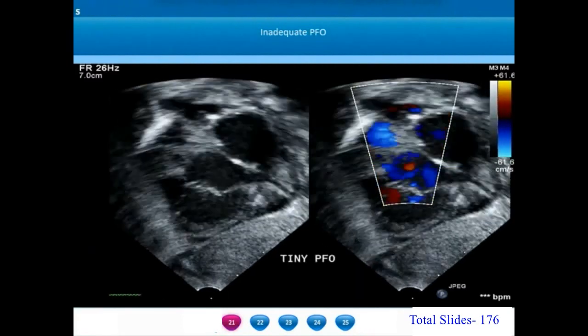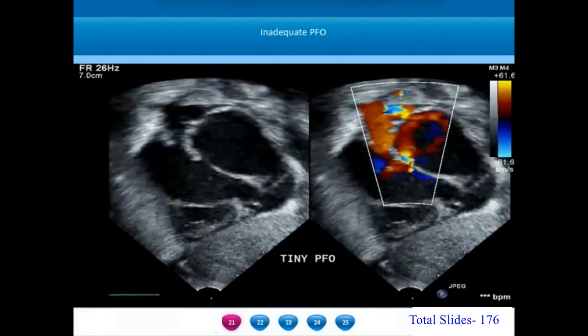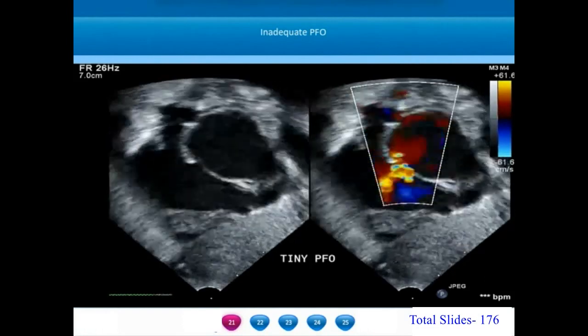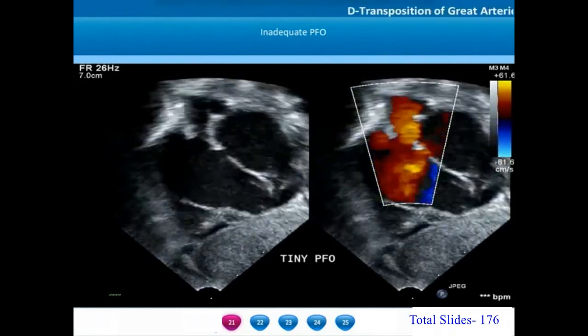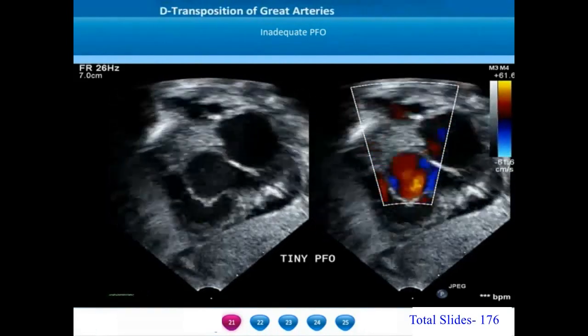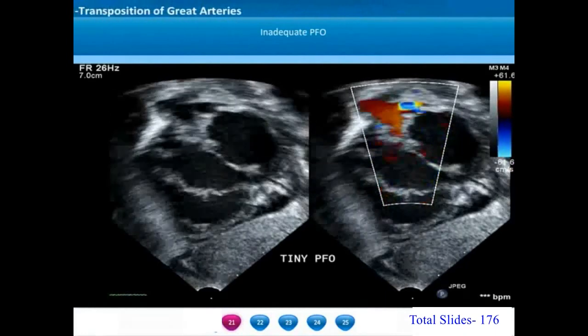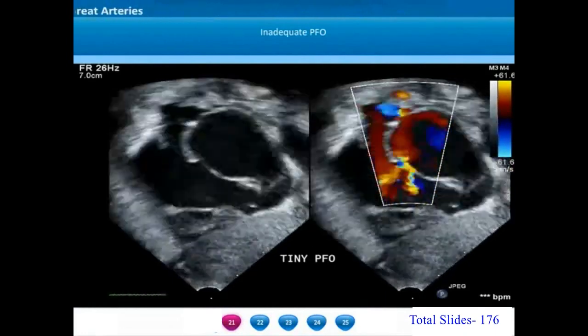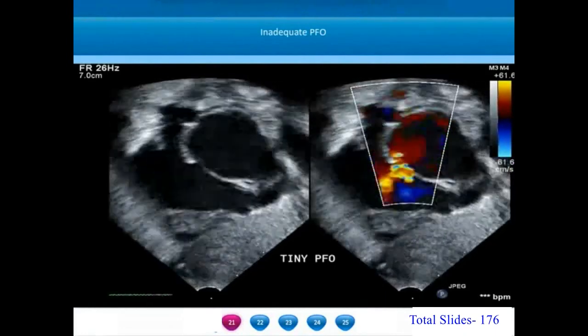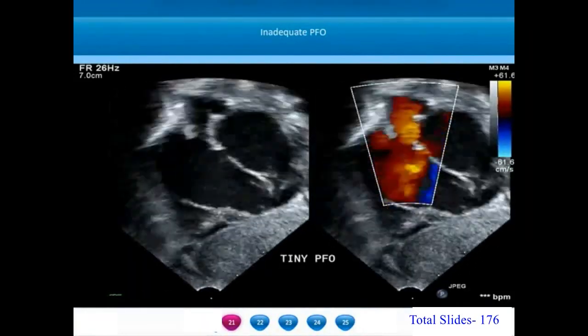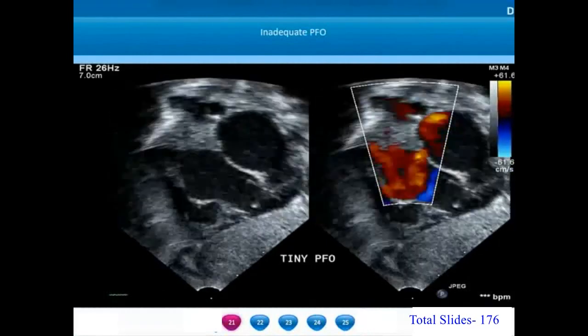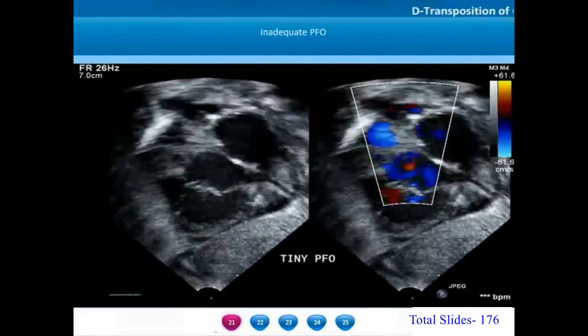In this subxiphoid short axis view that shows the interatrial septum, we can notice the superior vena cava entering into the right atrium. There is a very restrictive foramen ovale. The PFO is causing a small color jet from the left atrium into the right atrium. This restrictive patent foramen ovale will result in inadequate intercirculatory mixing and so makes the newborn baby present with critical hypoxia.